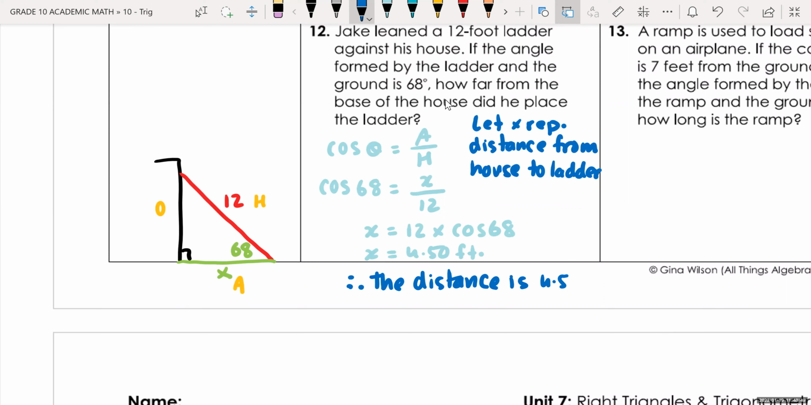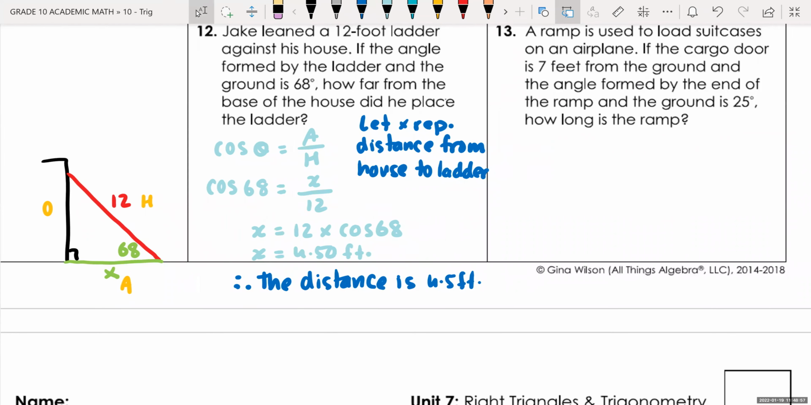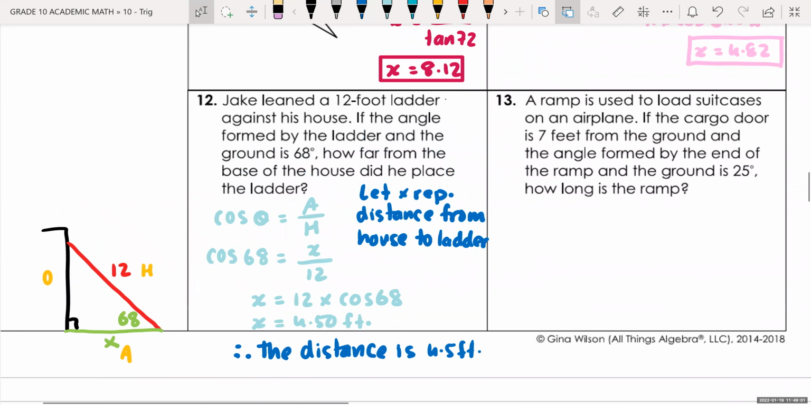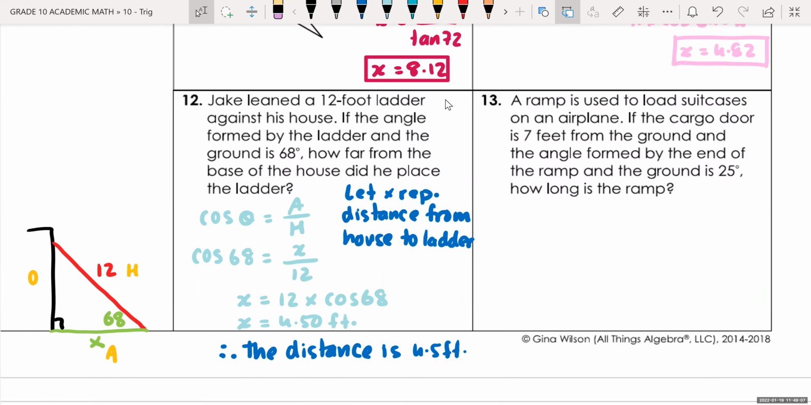And then our therefore statement would be, therefore, the distance is 4.5 feet. Okay, last question. Am I going too fast? You guys okay? I just added a let and a therefore statement.